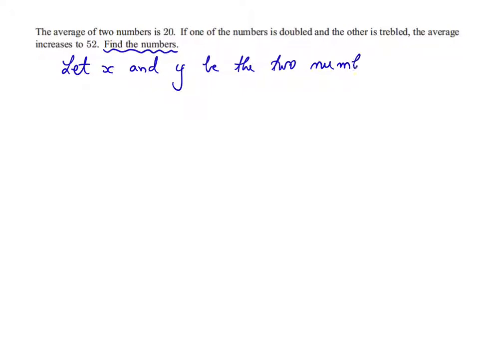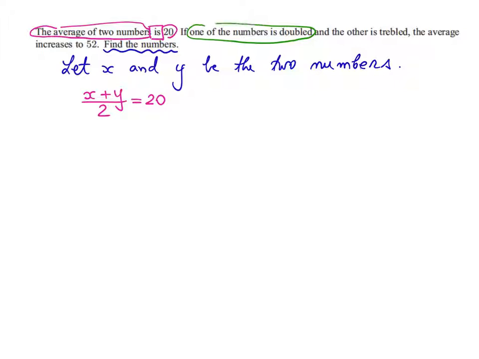And then I will try to read the information given and translate it into the algebra language. The average of two numbers, average is x plus y divided by 2. That's how you calculate average, you add and divide by 2. Is 20. And this is my first equation. And I have another information given. If one of the numbers is doubled, so my first number becomes 2x. And the other is tripled, means 3 times y, 3y.